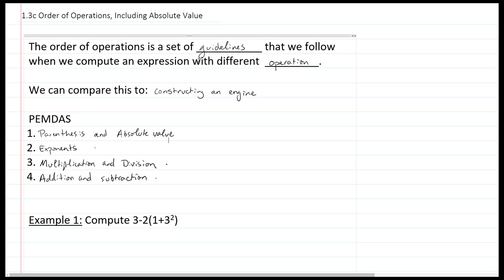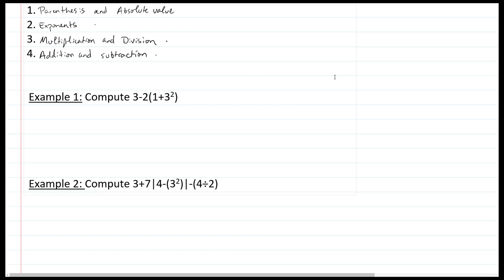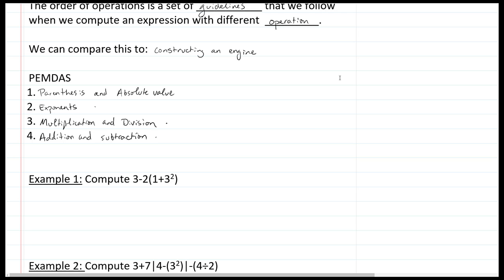So to demonstrate this, let's go through an example. Example 1. Compute 3 minus 2 times (1 plus 3 squared). So looking at PEMDAS, we should compute what's in the parentheses first. That includes 1 plus 3 squared. Well, we have to take care of that 3 squared that's in the parentheses first. So let's compute that. We write down the same on the outside of the parentheses. 1 plus 3 squared is 1 plus 9. So now we compute what's in the parentheses: 1 plus 9 is 10, so 3 minus 2 times 10.